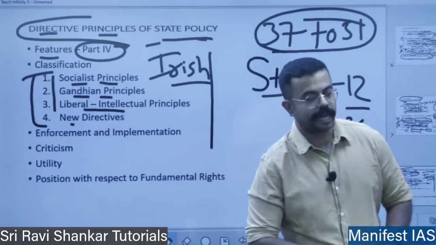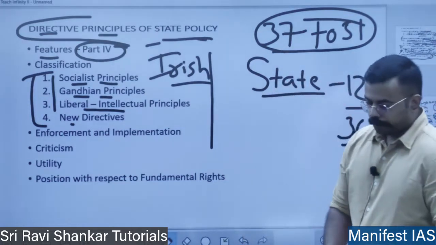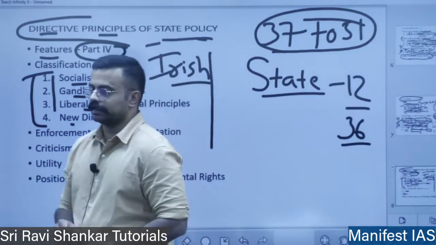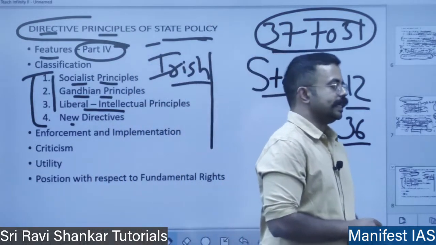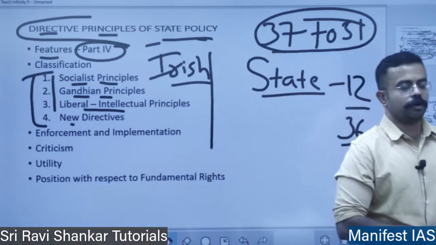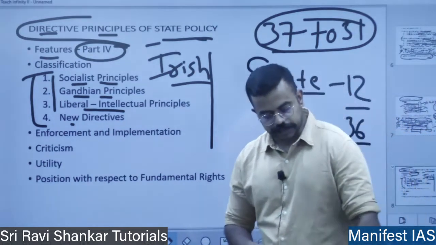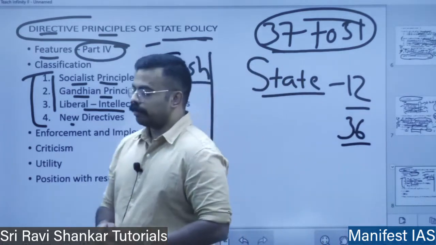And Article 43A, what does it speak? 43A says that workers can participate in the management of industries. So through trade unions, workers can manage the industries. On the management board, workers should have one or two representatives. The last under the social principle is Article 47. What does it say?